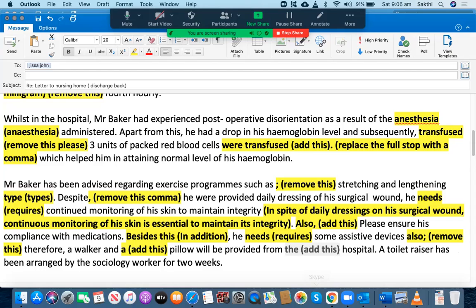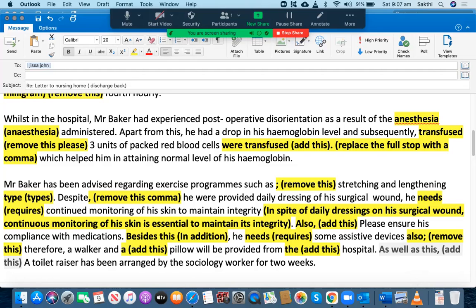All right, what else has she committed? Let's see. A toilet razor has been arranged. Okay, so she could have used this one previously, I mean, like in the previous sentences. So she could have added them, but she didn't do that. So what she could have done is that here, in addition, we use in addition to this, so she can use as well as this, comma. So she could have added this. Okay, that could have been much better.